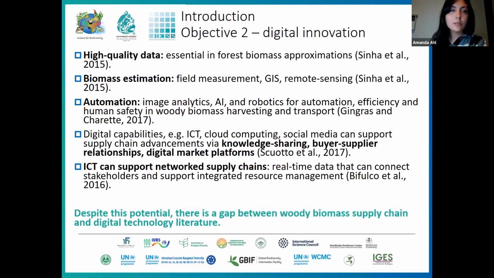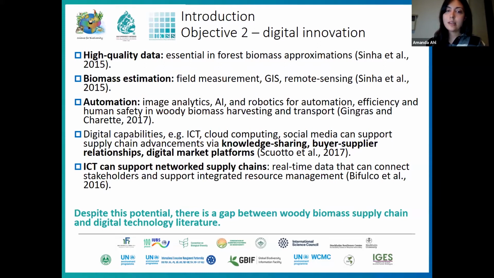And then to objective 2, which is finding out how can we use digital technologies to help overcome these challenges. Because, as we heard earlier in the keynote, data is the new oil or gold. I think there's different sayings for that. So I think this also applies very strongly in energy and in forestry, and also in maintaining biodiversity. So in the forest sector, high quality data is really essential for estimating and approximating biomass. And this is done in different ways now. So for example, field measurements or GIS.